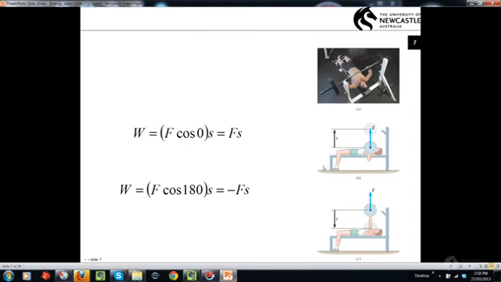Now, if we look at the situation for a weightlifter, for example, and they're moving the weights vertically up or down.